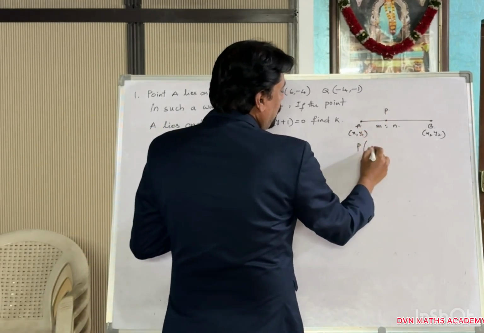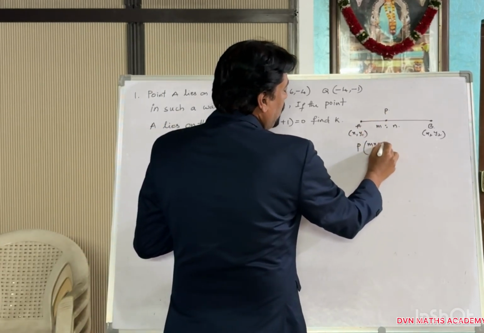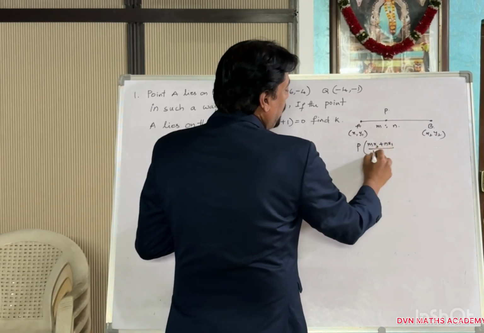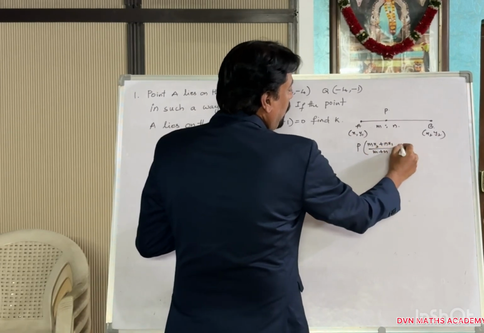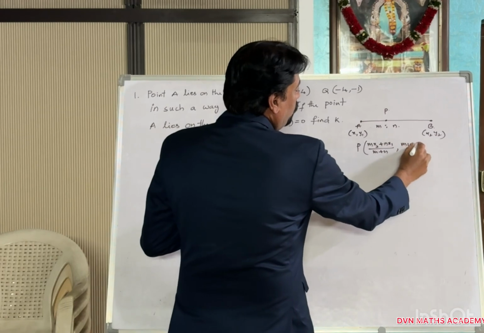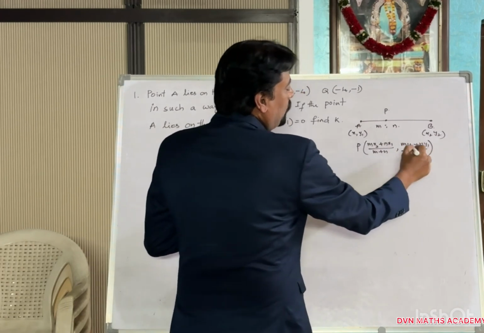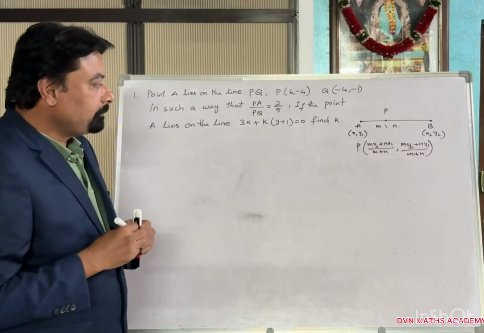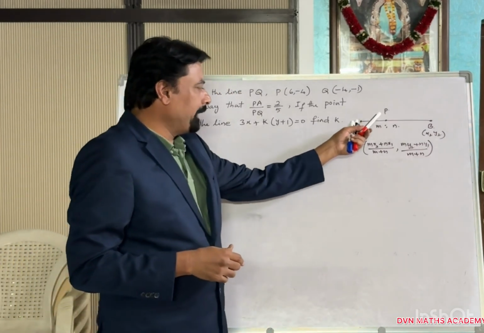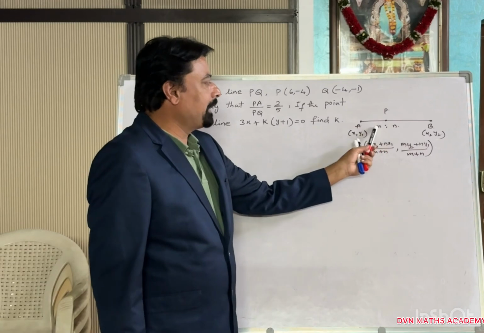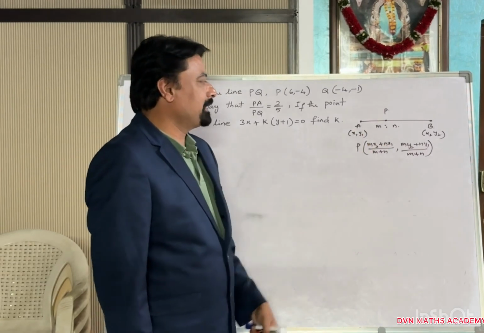P is (m x2 plus n x1) by (m plus n), comma, (m y2 plus n y1) by (m plus n). So this is the formula to find the point P where it divides AB in the ratio m:n. This is the section formula.